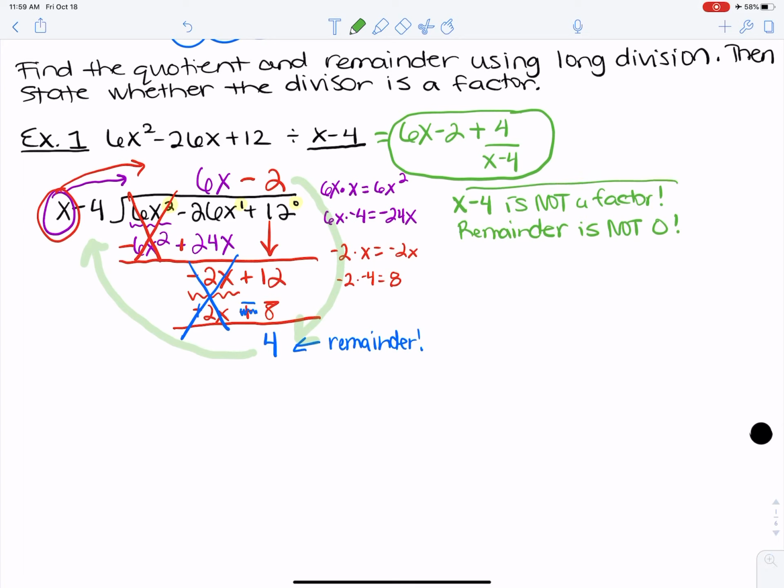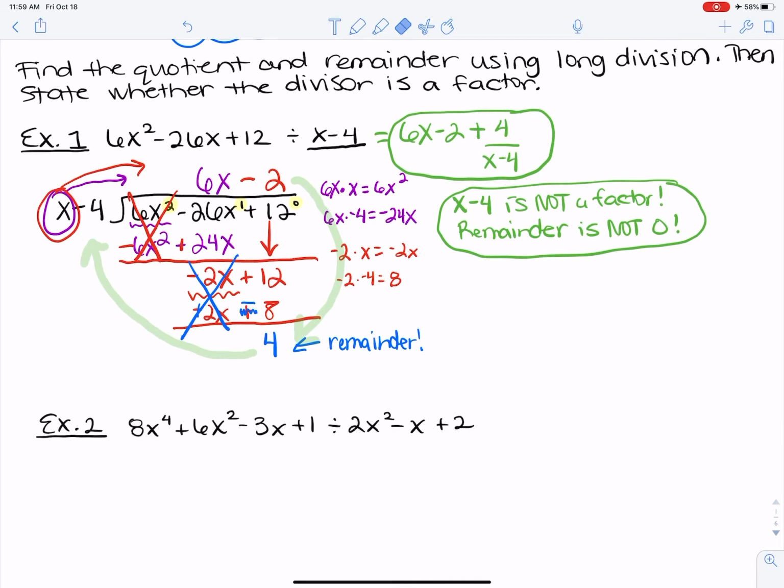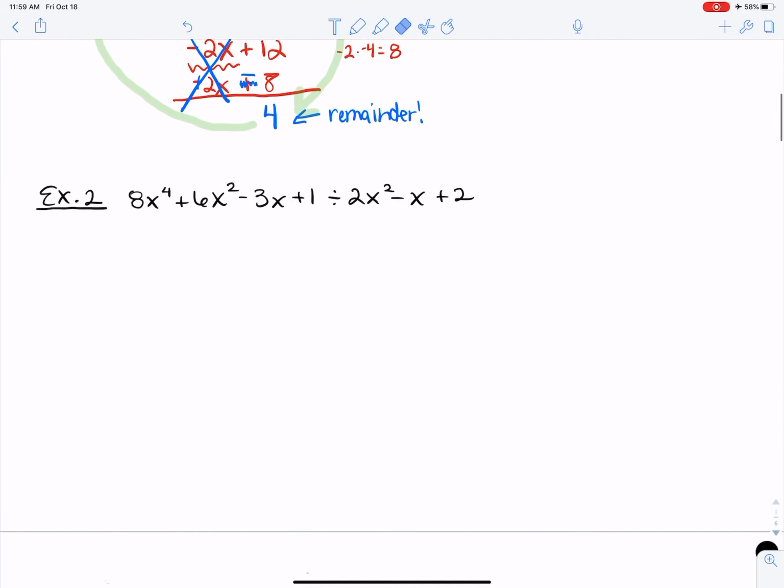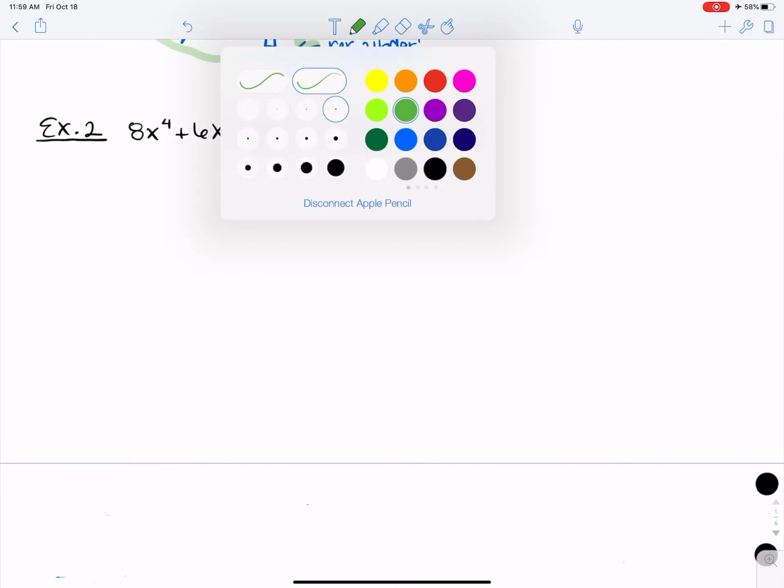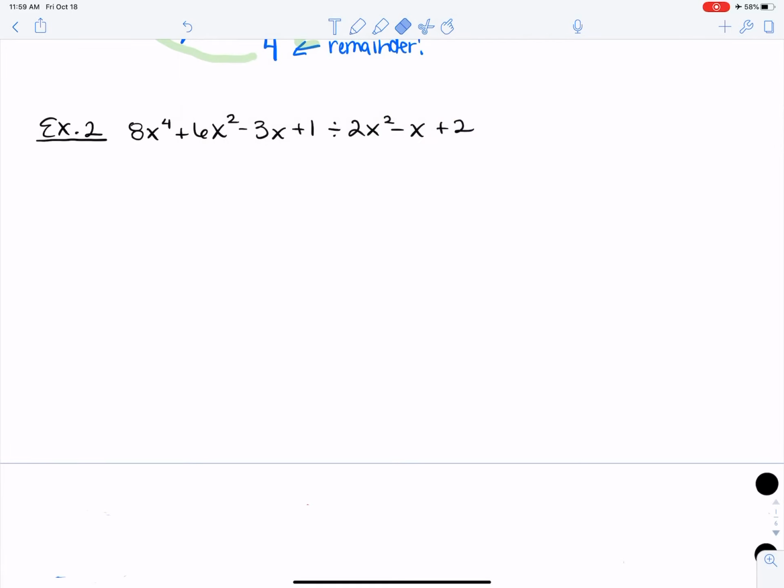And that is the second answer. So now let's do example number 2. Same type of situation, but of course something's going to be a little different. And thing number 1 that's different is the fact that this is a trinomial we are putting as our divisor.